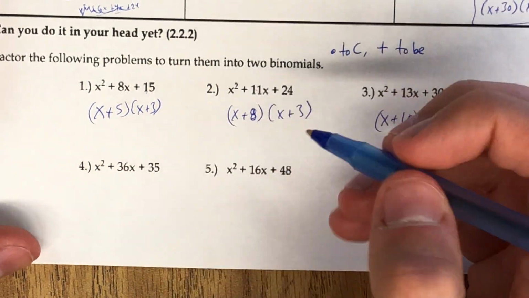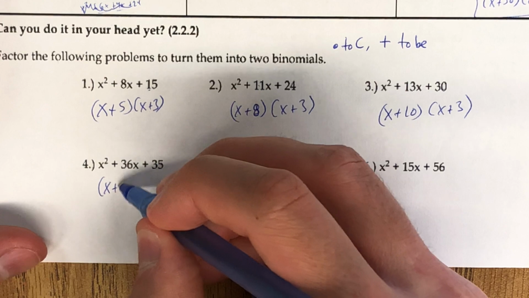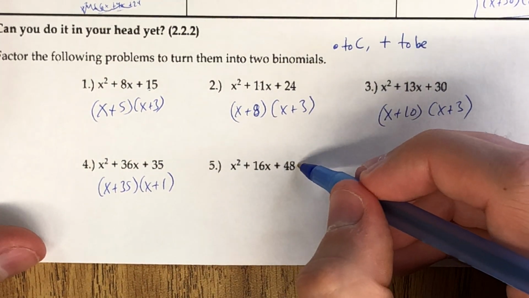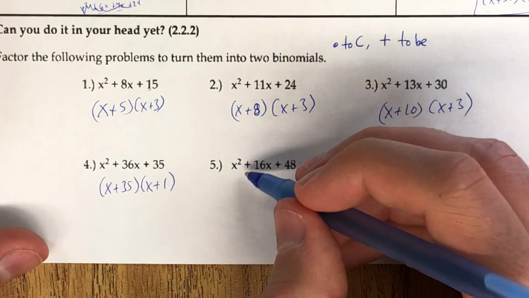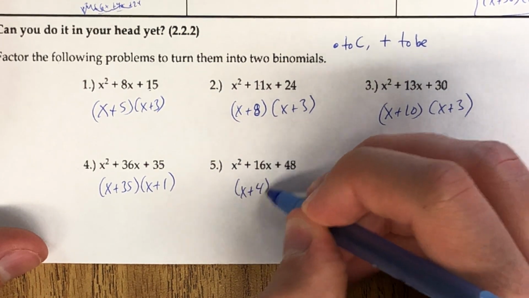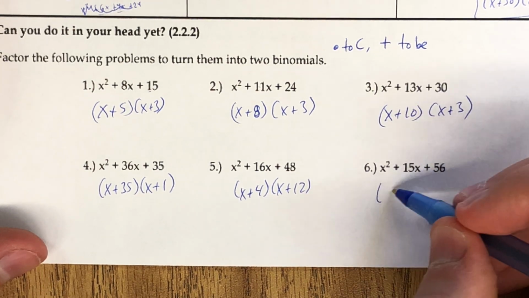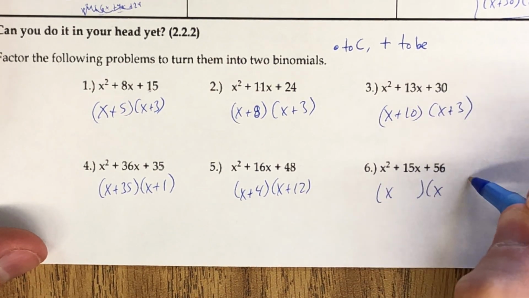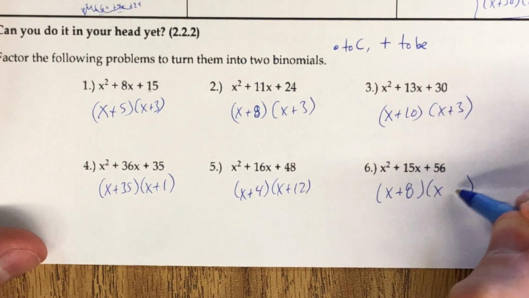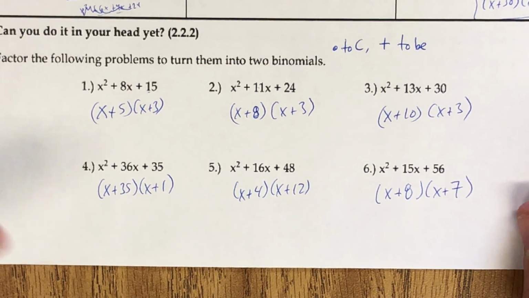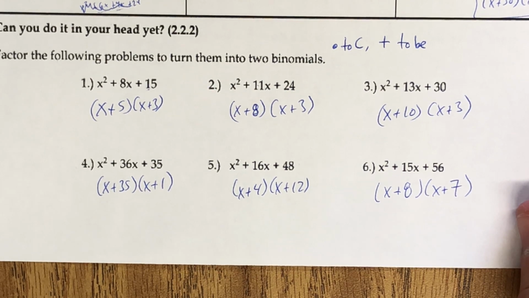Multiply to 35 and add to 36, that'd be 35 and 1. Multiply to 48, add to 16, that would be 4 and 12. And multiply to 56 and add to 15 would be 8 and 7. So those should be your 6 solutions there.